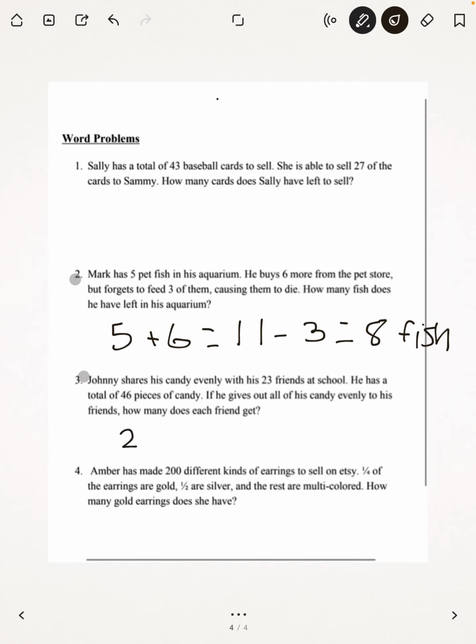So it is 46 divided by 23. 23 can't go into 4, so you have to do it on 46. 23 times 2 is 46. So it's going to be 2 over here, and 46 subtracted, if you get a 0 over here, that means you're done. Let's erase this. Okay, so each friend gets 2 candy.